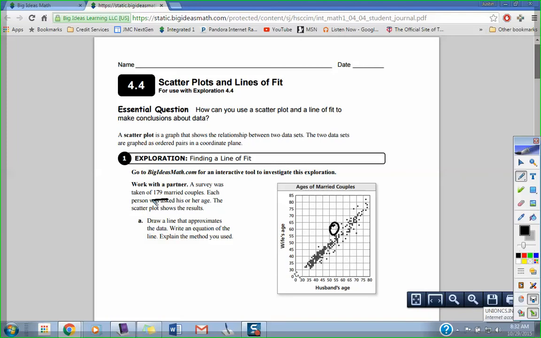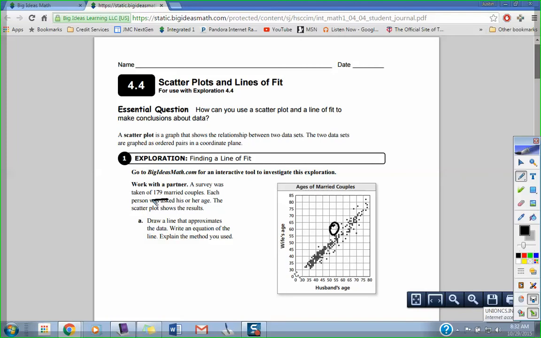Okay, so part A says this. Draw a line that approximates the data and then write an equation of the line. Explain the method we use. Here's the deal. When you have scatter plots like this, you're looking for something that might show some kind of a correlation. Typically here, guys, if you look at this graph right here, what would you say? You fill in the blank, I guess is what I'm getting at. If I say, as a husband's age increases in marriage, what's also true about the wife's age? It is also increasing. So as I move further right, it looks like these values are moving further up.